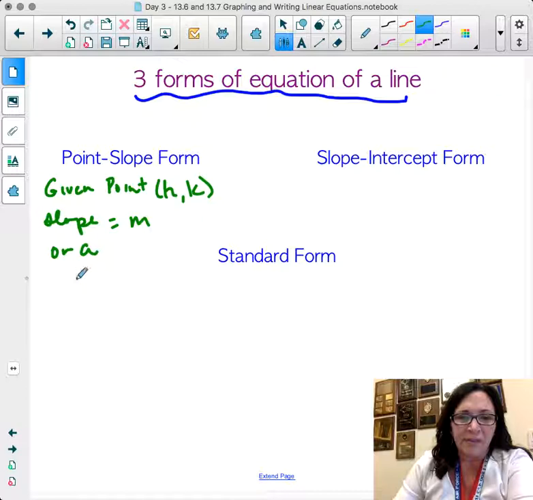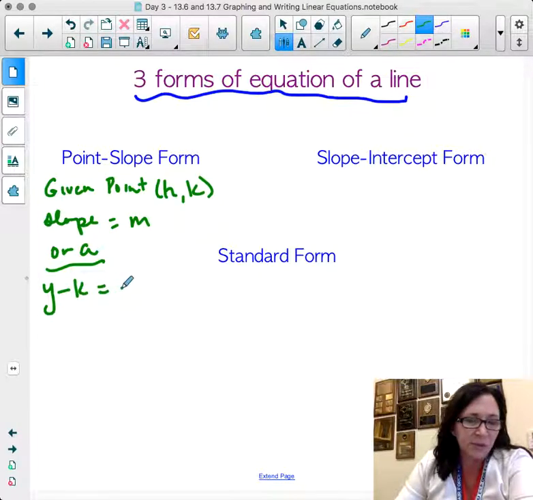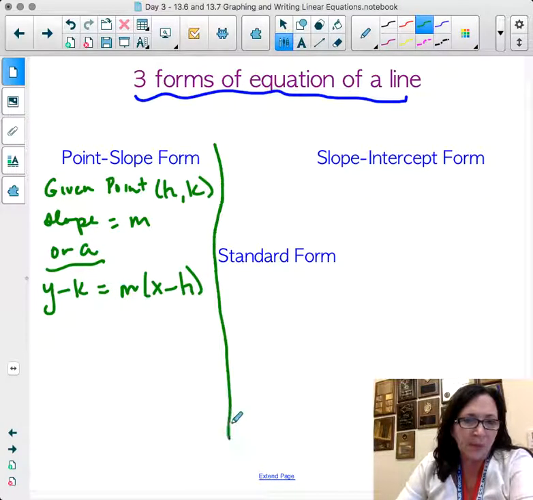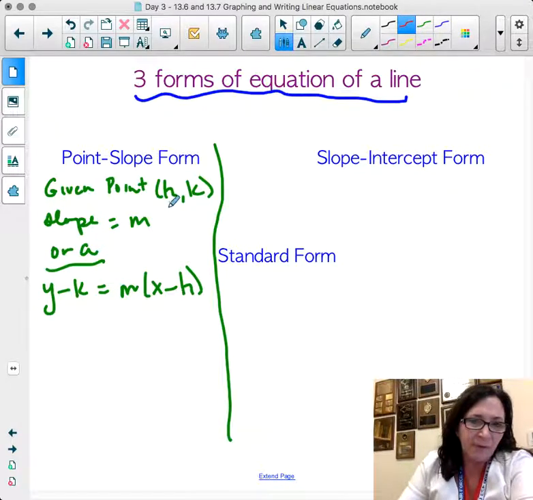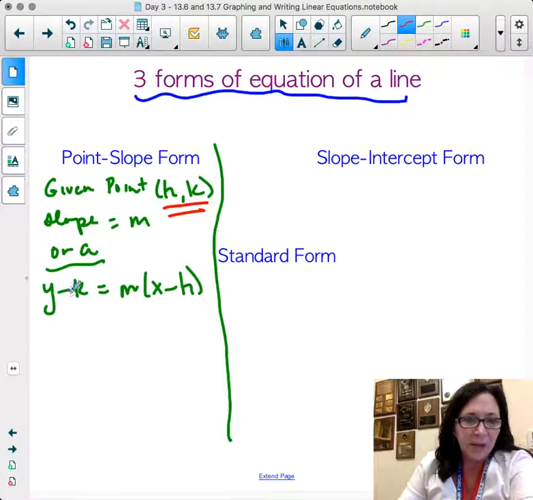An example of that might be this equation: y minus k is equal to m times x minus h. So this form right here is what we call point-slope form. And if you notice this one thing, if I gave you the point (h, k), see how it's positive h and positive k? This right here, see the minus sign? That's the opposite, and this is y. This goes with x, this goes with y. And that's the opposite of h.